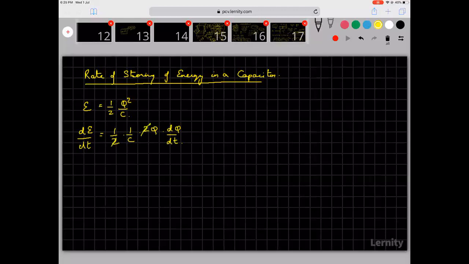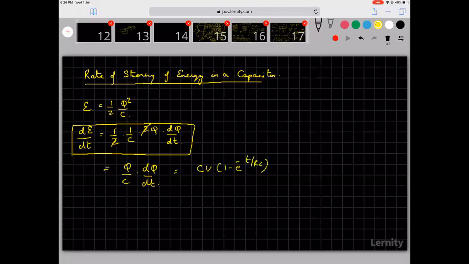So from here, we can find out the rate at which energy is stored. That is equal to Q by C into dQ by dt. Q is equal to how much? CV into 1 minus e power minus t by RC, divided by C, into dq by dt. dq by dt will be CV into e power minus t by RC divided by RC. So this is going to be the rate of energy stored.